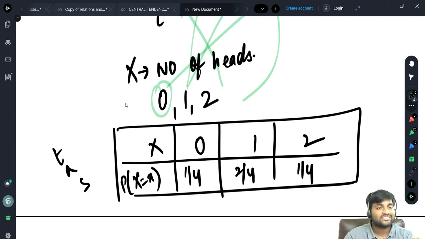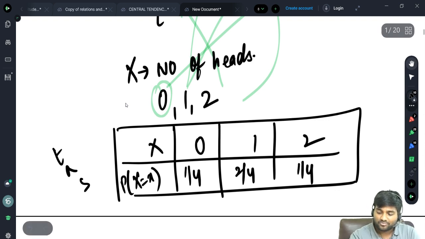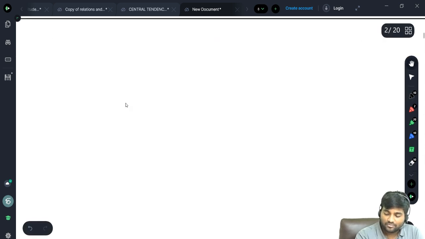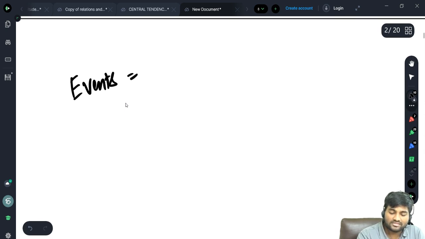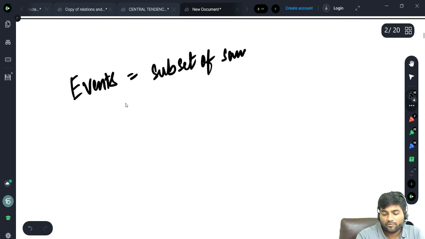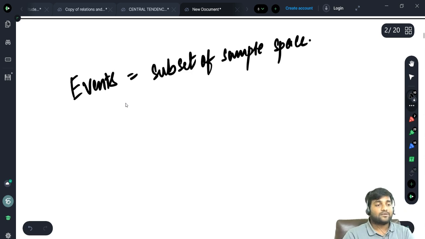Okay? What is sample space? It is the set of all possible outcomes. What is the event? Event is a subset of sample space. What are events? It is a subset of sample space. Don't copy now anything. I will dictate everything. Subset of sample space.